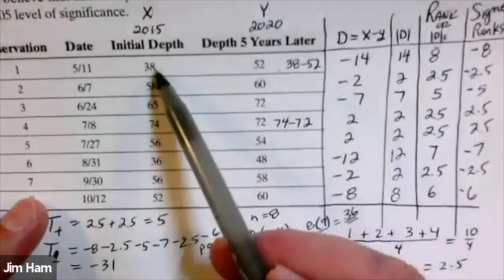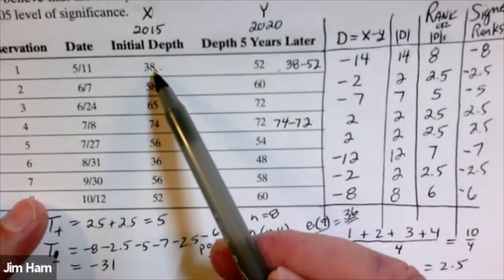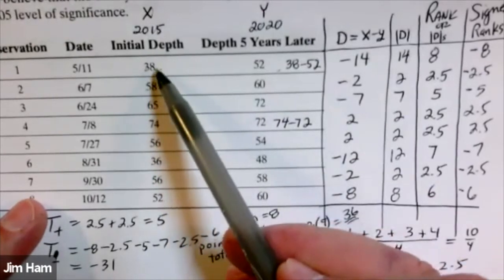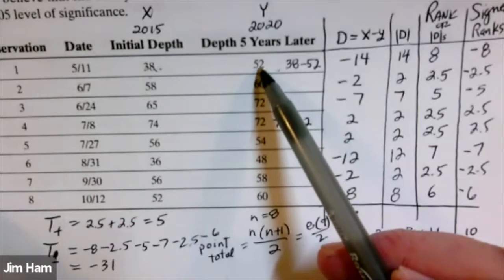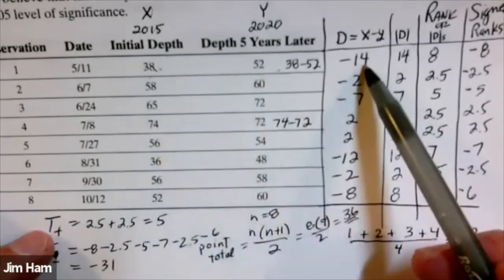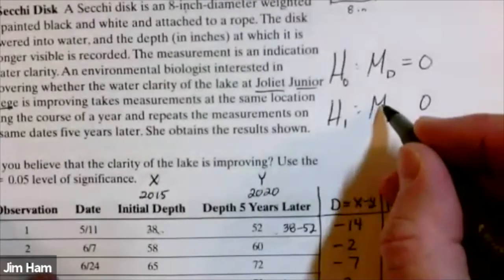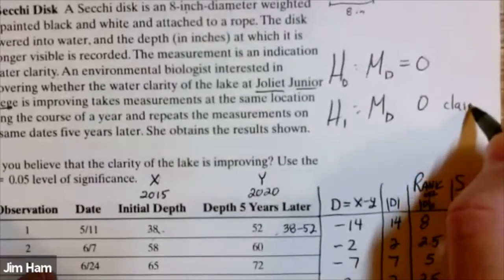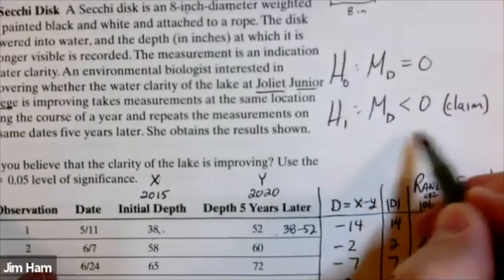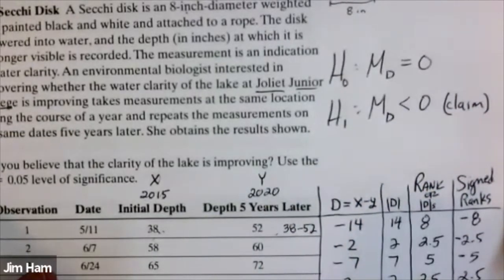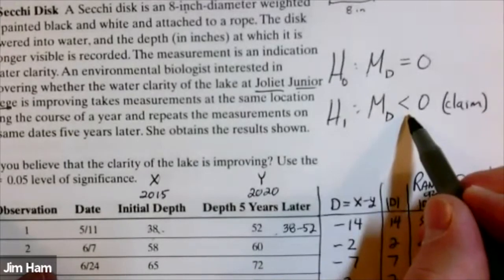And so to determine the sign, I just go back to one of these. If 5 years ago you could see only 38 inches, this Secchi disk, and in a current year you could see it deeper, that means the water is becoming clearer. And because of the way I subtracted, a negative number means clearer. So if we want to write the alternative hypothesis as our claim, negative numbers are what implies clearer in our case. So that's why I use the less than sign here.